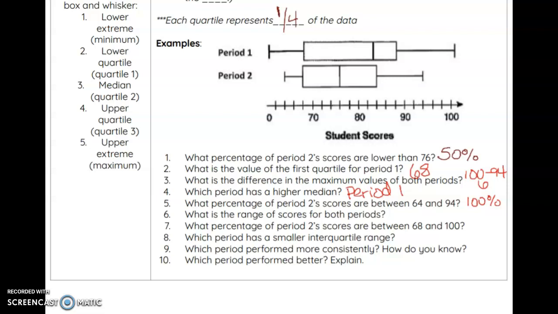Number 6, what is the range of the scores for both periods? So in the previous question, we were technically looking at the range. It was from each side of the box and whisker plot. So that was 94 to 64. So that would be 30. So period 2 is 30. And then period 1, I'll put it over here, is from about 100 to 60. The 6 got cut off in the picture. So 60, so that would be 40.